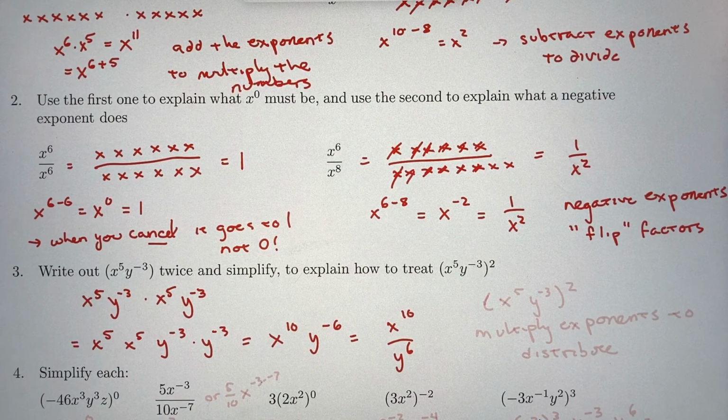so just be aware that if you're going to multiply numbers out, you don't have to write them out that many times. What do you do with the exponents? You multiply the exponents to distribute.